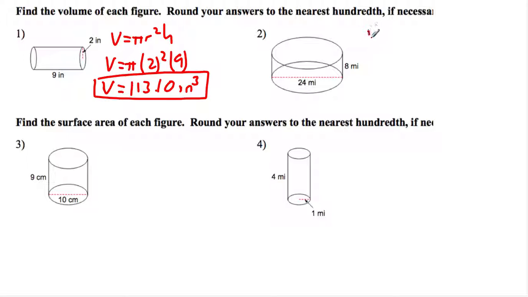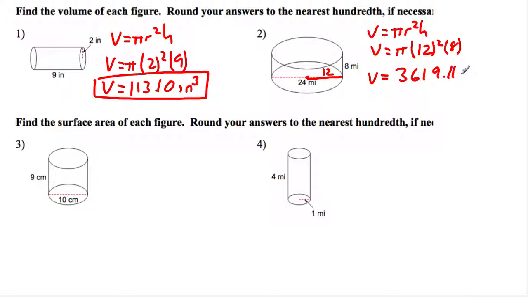For number 2, again, we have volume is equal to pi r squared times height. So the volume is equal to pi. Here they give us the diameter, so the radius is just going to be half of that. So if the diameter is 24, the radius is 12. So that's 12 squared times the height, which is 8. So if we round this, it's going to be 3,619.11 miles cubed. That's volume.